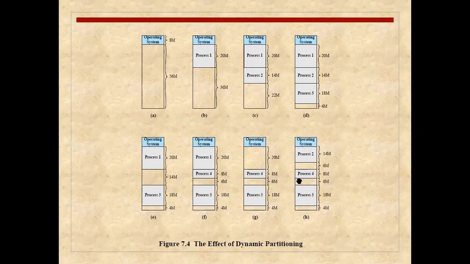So this problem, whatever you are having, that total memory you are having but it is not contiguous, is known as the external fragmentation problem.